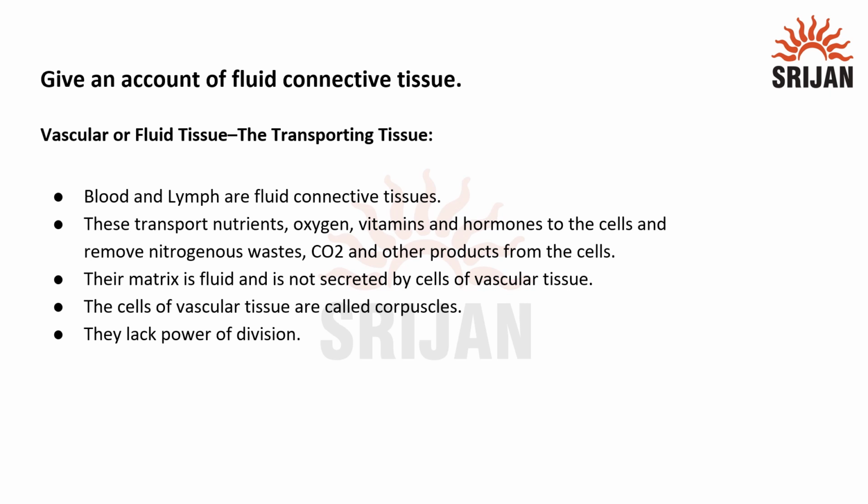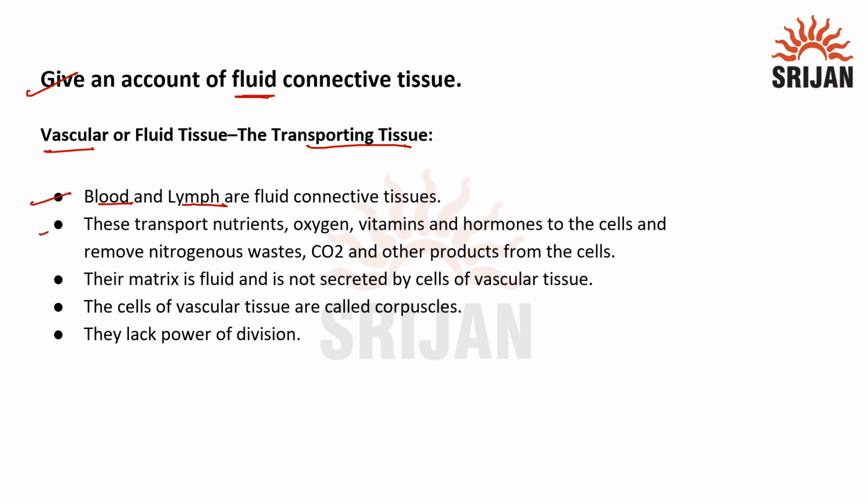The question is, give an account of fluid connective tissue. So when we talk about the fluid connective tissue, the name itself suggests that the matrix is going to be fluid in nature. So fluid connective tissue is also termed as vascular tissue or the transporting tissue. We note there are two main types of fluid connective tissue, which are the blood and the lymph.